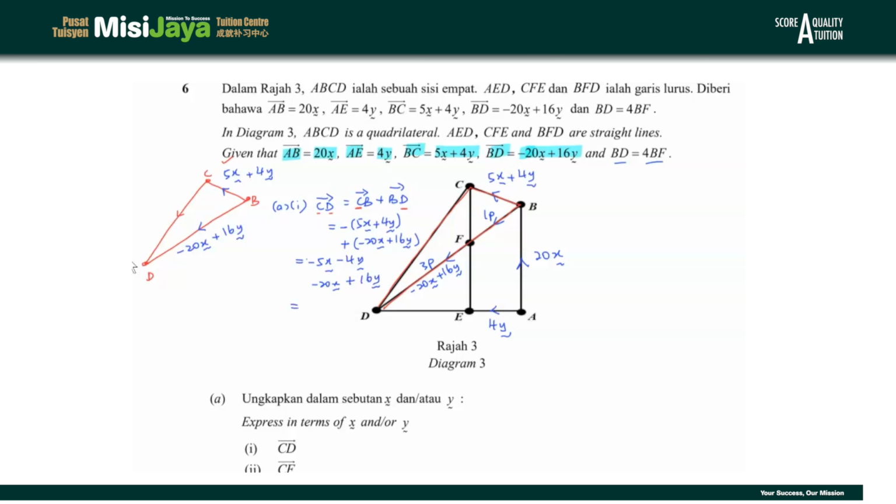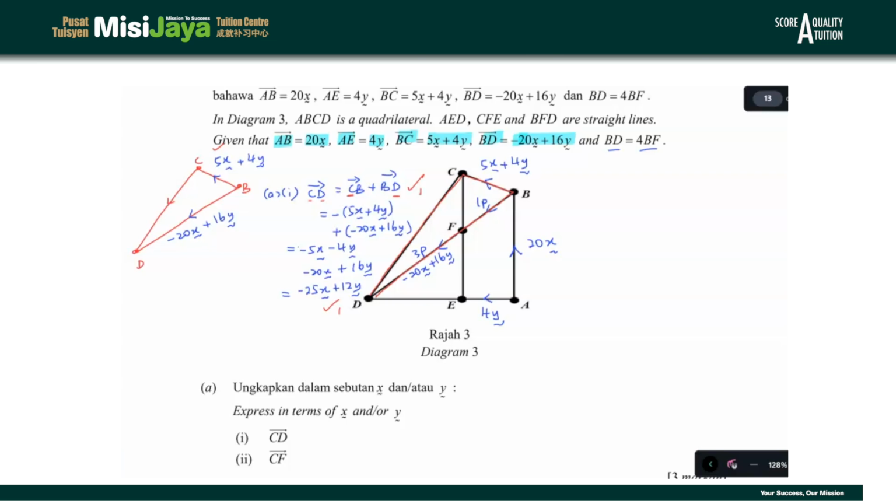When we solve this, negative 5x minus 20x becomes negative 25x. Then negative 4y plus 16y is positive 12y. This question is 2 marks. Where do we get the 2 marks? First step, 1 mark, and final answer, 1 mark. That's how we got the 2 marks.